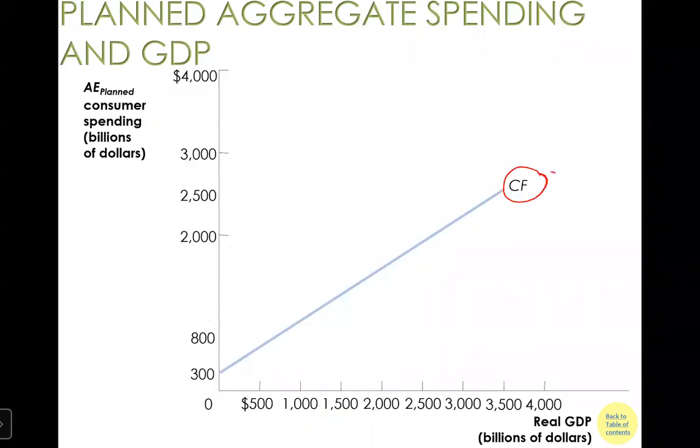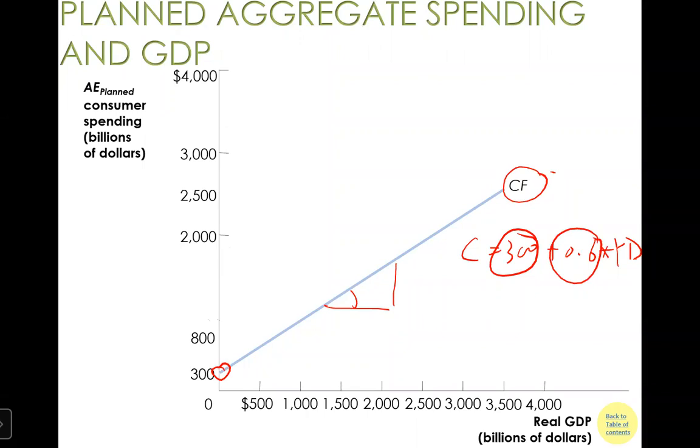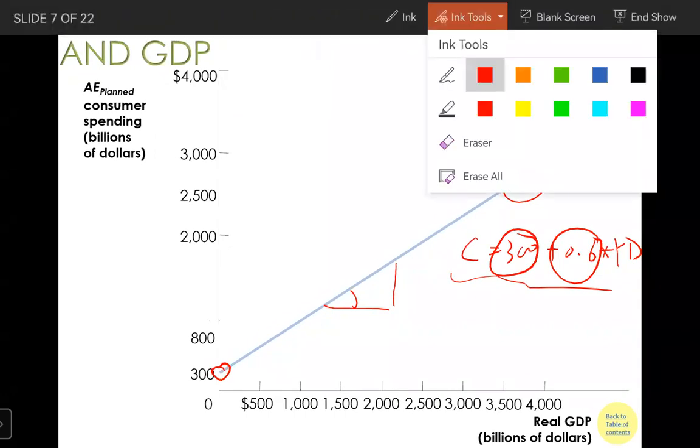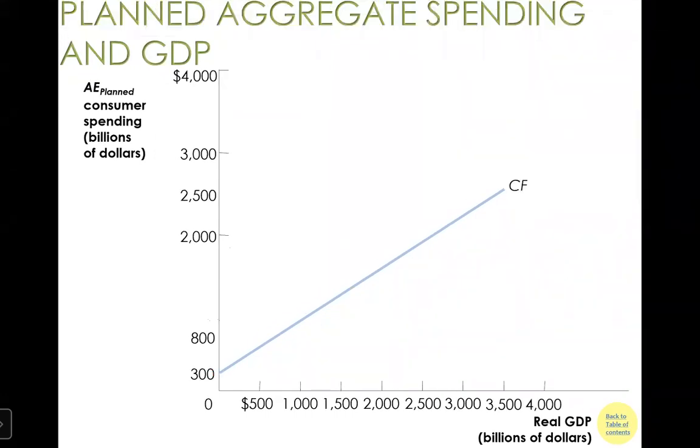Right, let's go back here. So C equal to, right? That just means you have an intercept of 300 and a slope of 0.6, coming from the consumption function. Now we are going to add, by the way, this is here, okay?